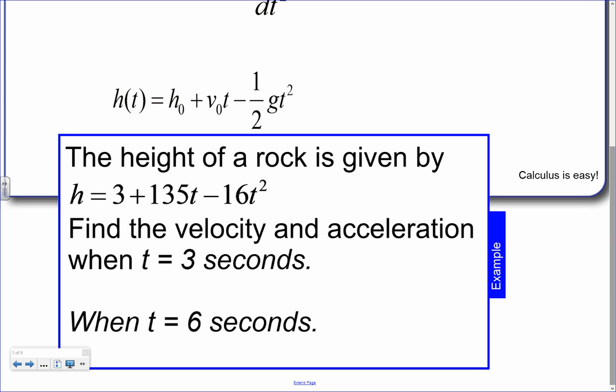All right, so we've got the position function. The derivative of that is the velocity function, instantaneous velocity. The derivative of the velocity function then is acceleration.